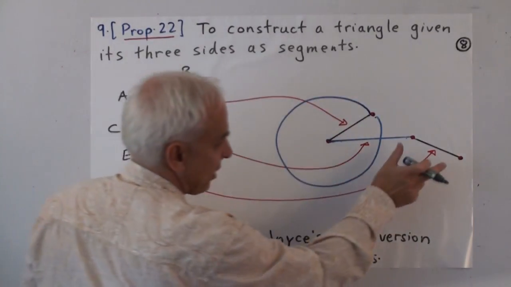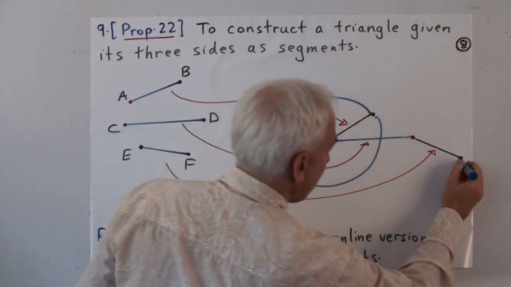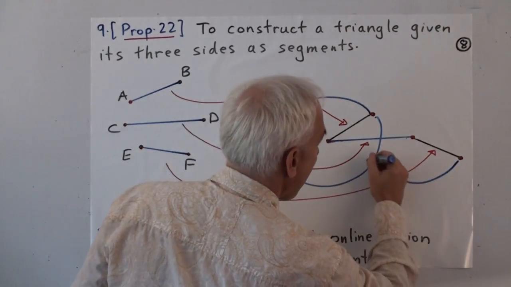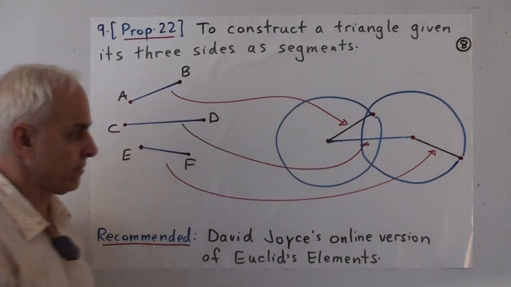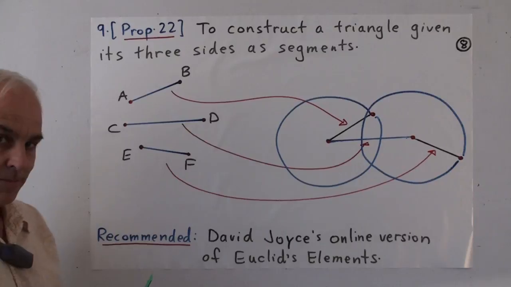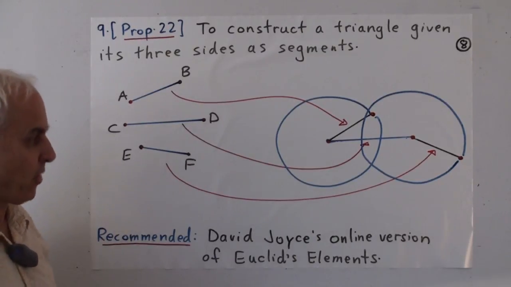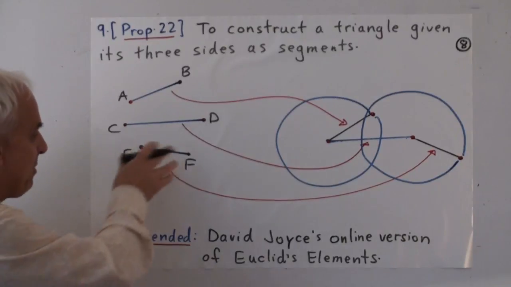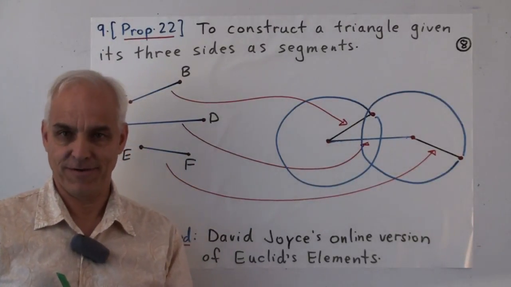And then we're going to take our compass and put its center here and open it to this point and create a circle like this. And those two circles are going to meet. Well, hopefully they're going to meet. They will meet if the lengths of these segments are suitably chosen.